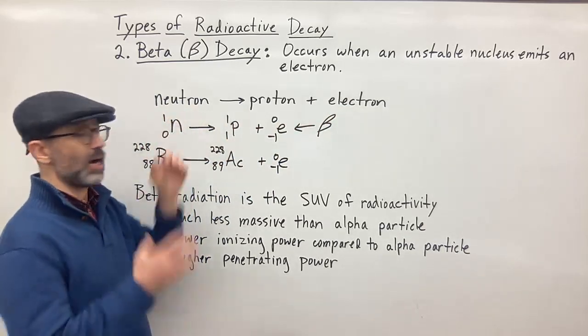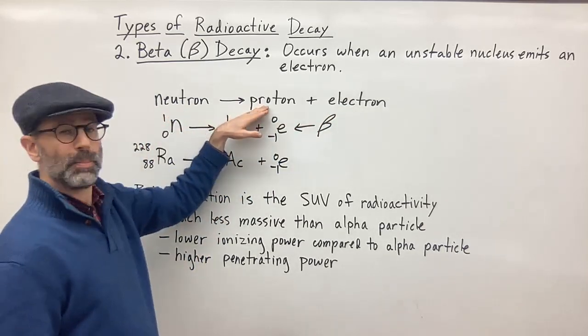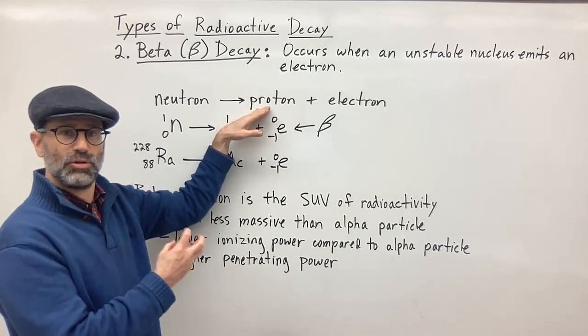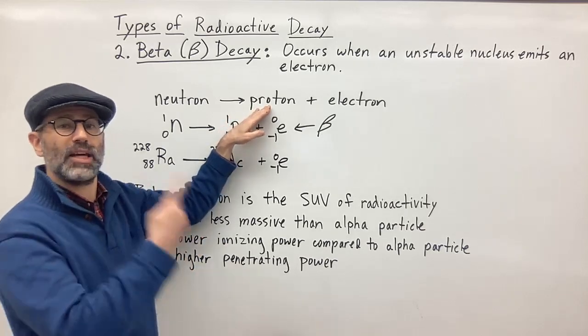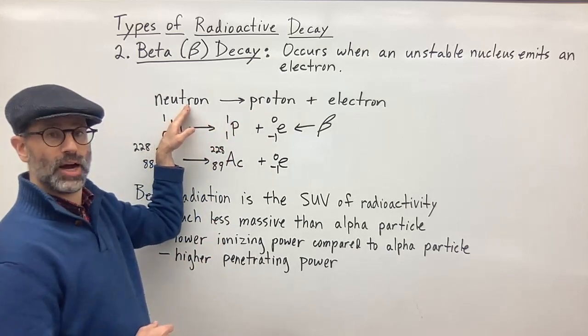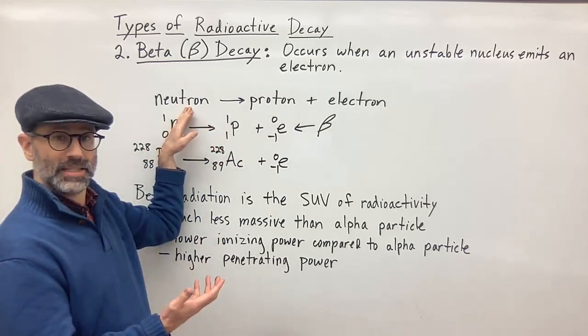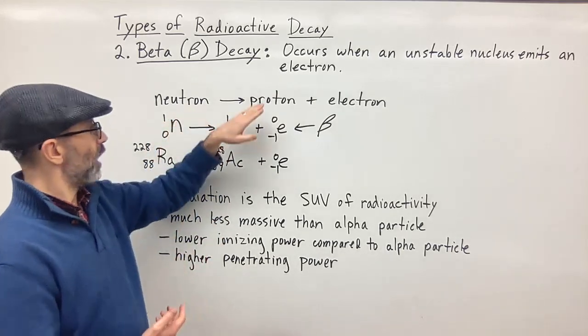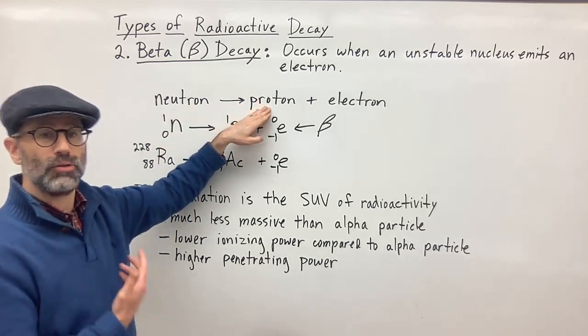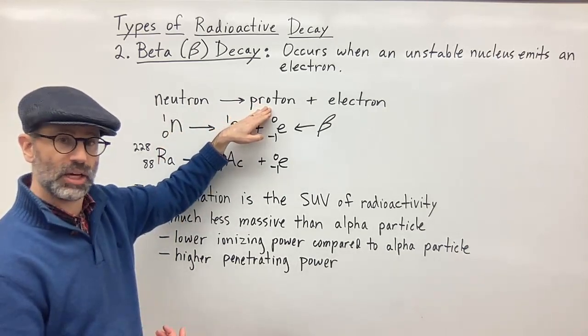So here the neutron breaks apart and you get a proton. The proton stays in the nucleus. So now you've added one proton. So you lost a neutron that has a mass of 1 AMU, and you've gained a proton which also has a mass of 1 AMU.